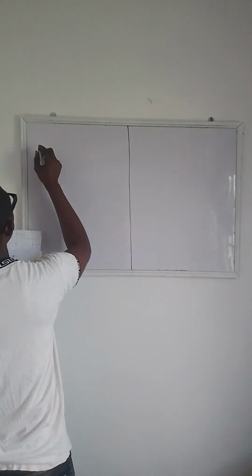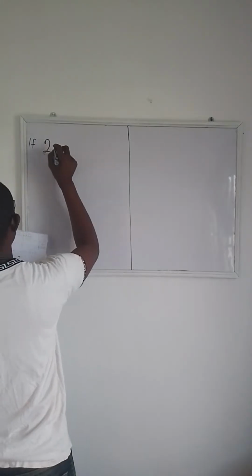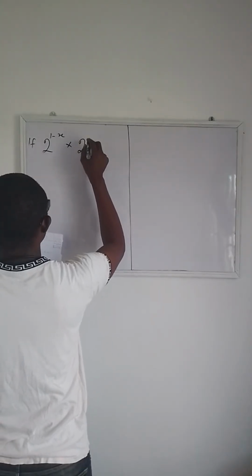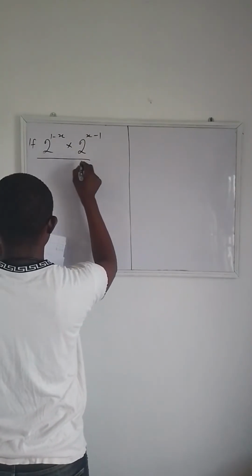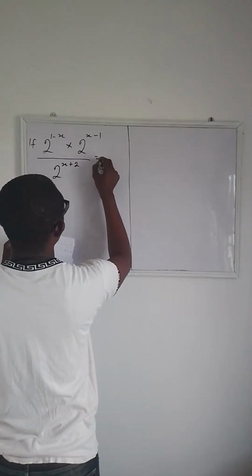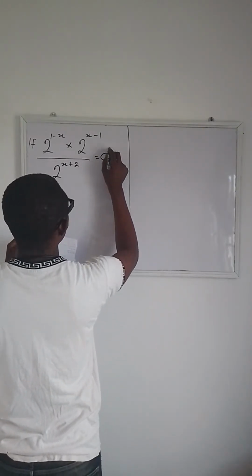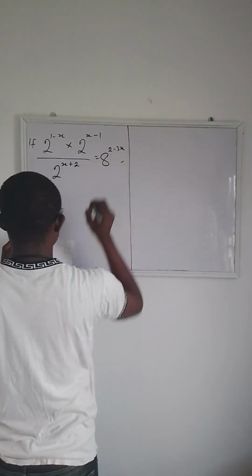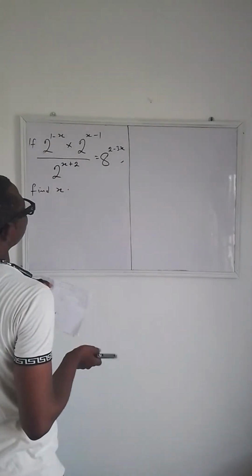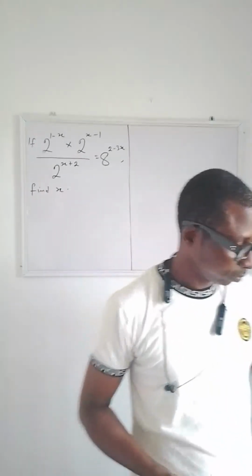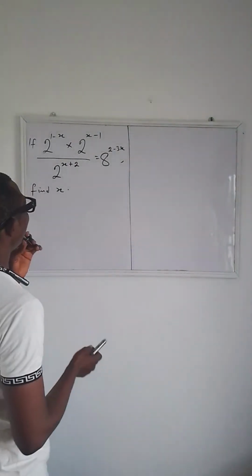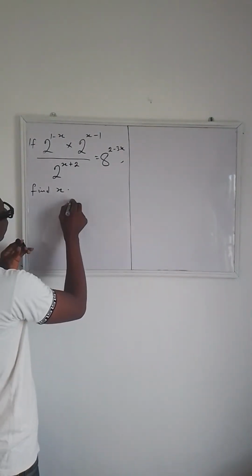Okay, we have, if 2 raised to the power of 1 minus x times 2 raised to the power of x minus 1 over 2 raised to the power of x plus 2 equals 8 raised to the power of 2 minus 3x. Find x. Okay, so this is the question. This question is under indices. So how do we solve this problem? Solution.